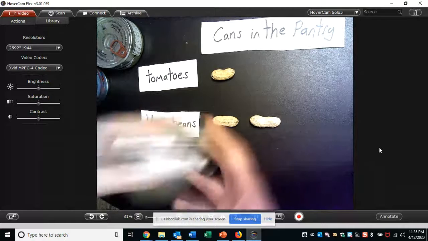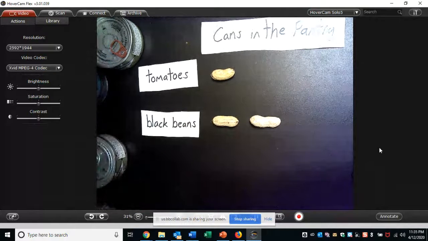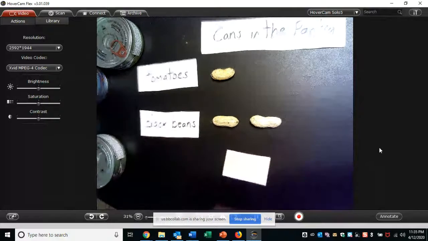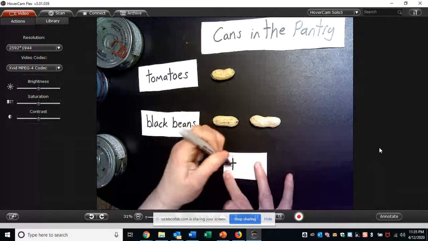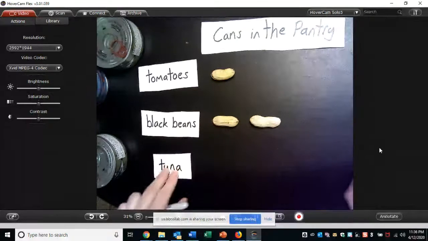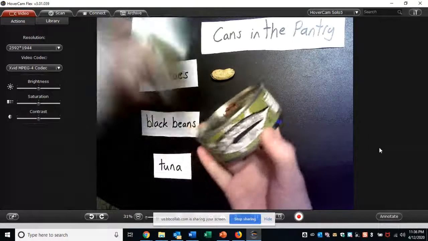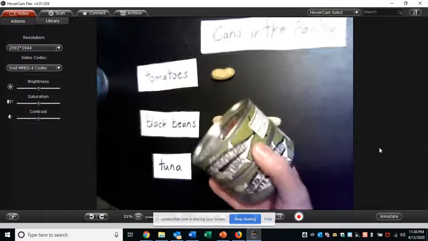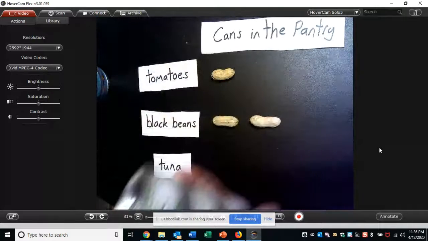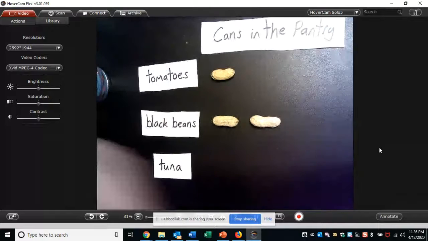The last type of can I had was the tuna. So I'm going to make a label for the tuna. And are you remembering how many tuna cans I had? Let's look at them again. So I had 1, 2, 3, and 4. So that's going to tell me how many peanuts to use.